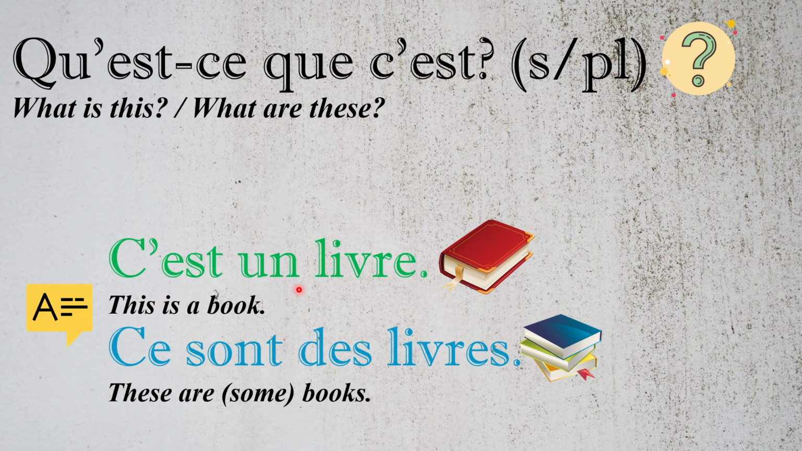So, c'est un livre, this is a book, or ce sont des livres. These are some books, or these are books. So, when you're talking about one book, you will use c'est. When you're talking about more than one thing, you will use ce sont. For singular, c'est. For plural, ce sont. For both the questions, qui est ce and qu'est-ce que c'est.